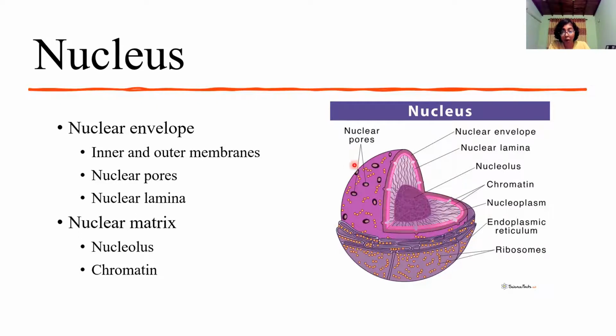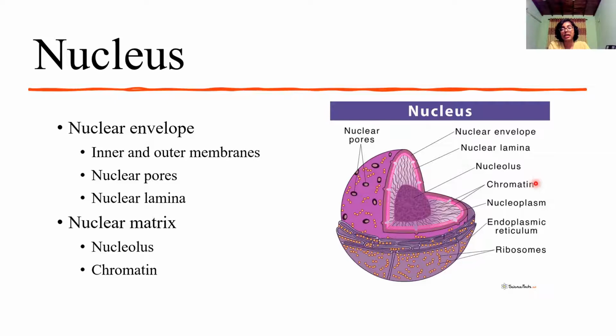And then in the outer membrane we can find nuclear pores, so that certain molecules can enter and exit via these nuclear pores. The nuclear matrix is the internal matrix which is inside the nuclear lamina. In this matrix we find the nucleolus, which is darkly stained, and these filament-like molecules are actually chromatin.